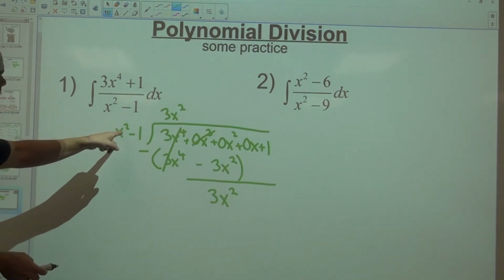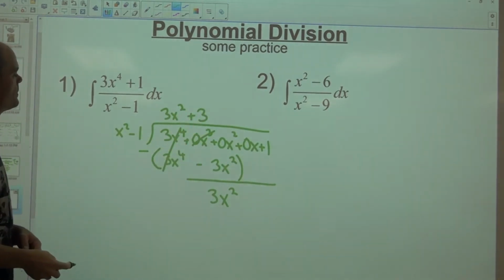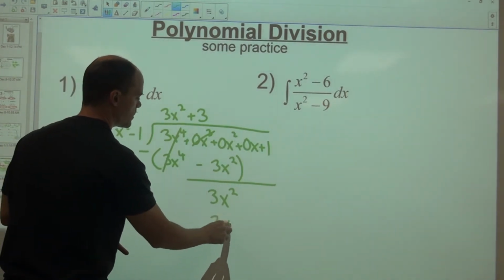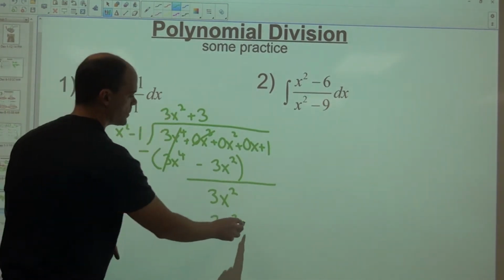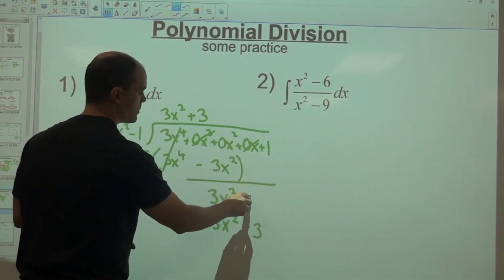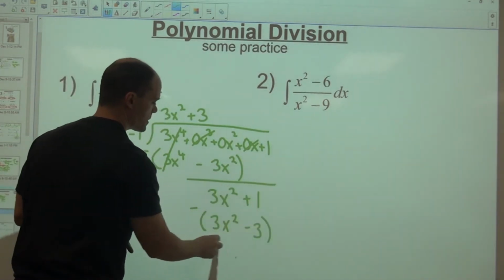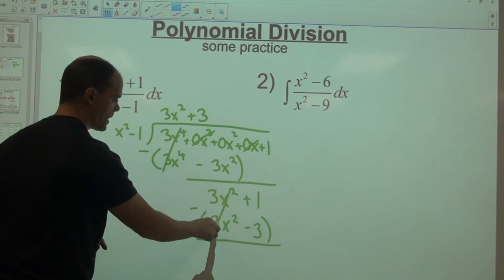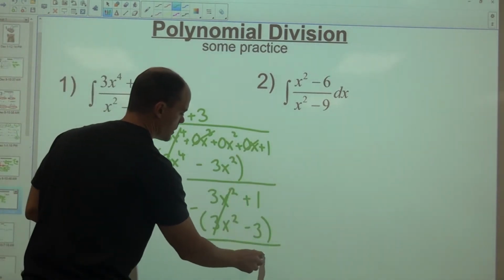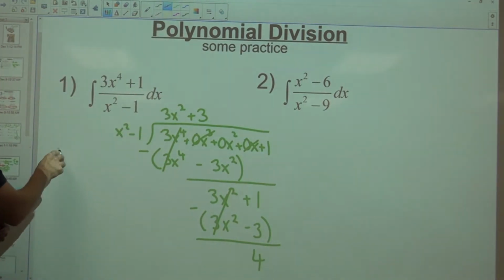And now how many times will that go into that? 3 times. So I add 3. And now what do I get? I get 3x squared minus 3. So I won't need this term. The plus 1 comes down. And I'm subtracting this quantity. These have to cancel or you did something wrong. And 1 minus negative 3 is 4. And there's your remainder. So we rewrite this.